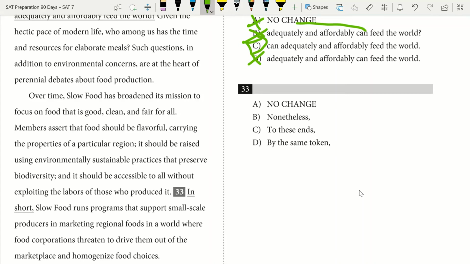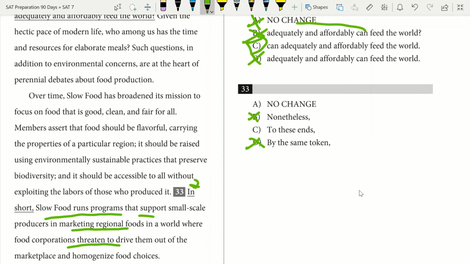Okay, now we're looking at a transition here. Slow food runs programs that support small-scale producers and marketing regional foods in a world where food corporations threaten to drive them out of the marketplace and homogenize food choices. Okay, well, this is definitely not by the same token. Okay, so we can go ahead and get rid of that. We wouldn't say nonetheless either.